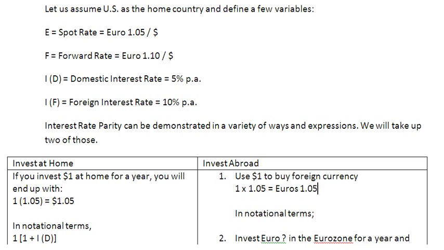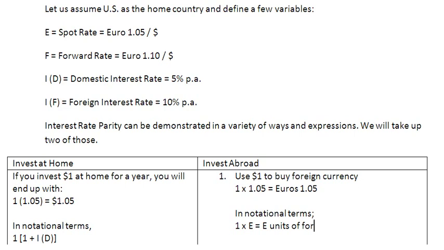We can rewrite this thing in notational terms. We can say 1 multiplied by, and in place of 1.05 you can use the notation which is this letter E. So we can write here E, and therefore this is going to give us E units of foreign currency. So let me write here currency, and then we move over to the next step.